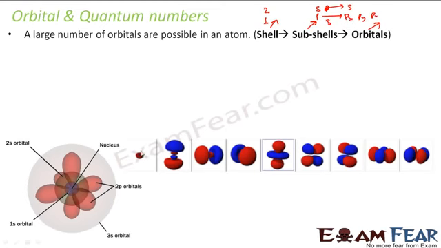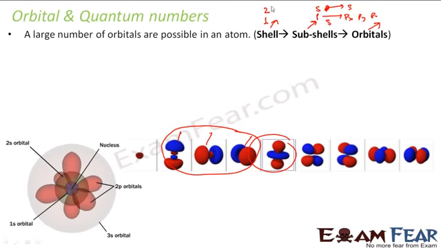I'll show you. This is px, py, pz. There are three orbitals in three different orientations. Only three.